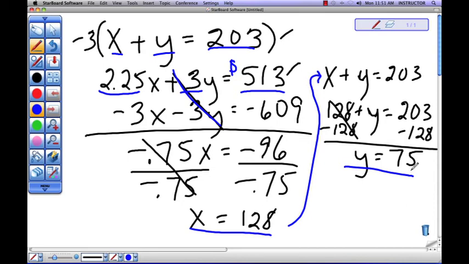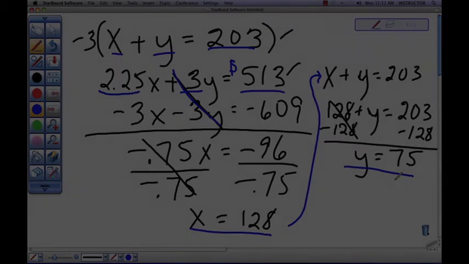So to answer the question, how many of each type of ticket were sold: for the activity card holders, 128 were sold, and for the non-card holders, 75 were sold.